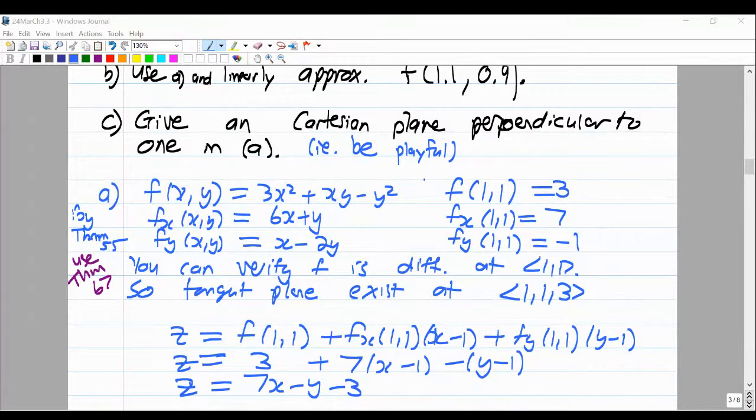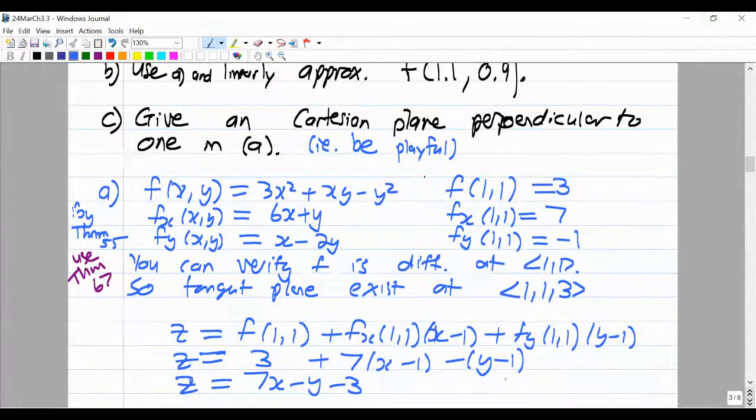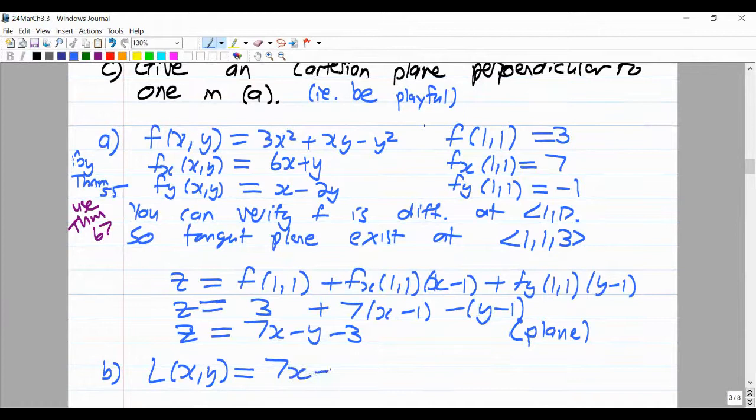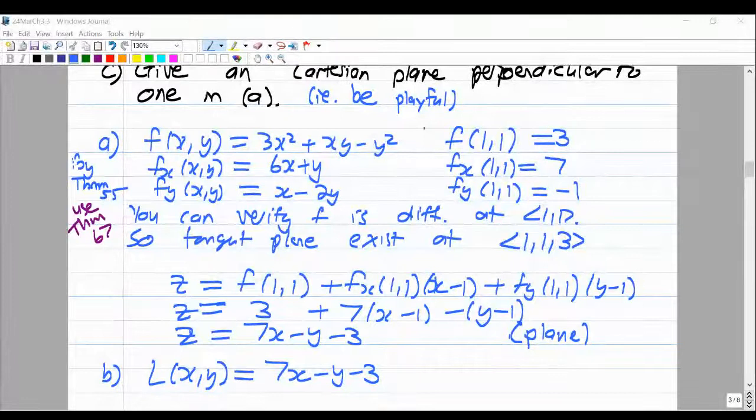Always read the problem. So use part A and linearly approximate the function when you plug in (1.1, 0.9). As I said, here we have the plane. This is the Cartesian equation of the plane. So what I would do is write down that the linear approximation is defined by 7x minus y minus 3. Can I get a yes that this is the formula for the linear approximation of the function at this specific point? So just take the right-hand side. If you've got the plane in the form z is equal to something, this is the linear approximation.